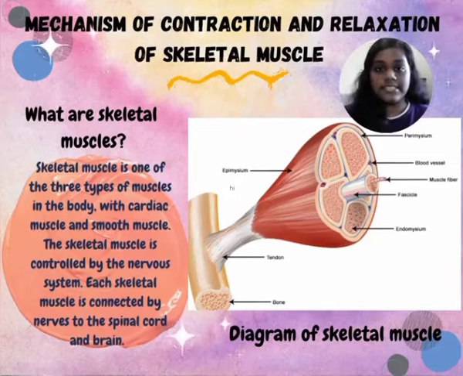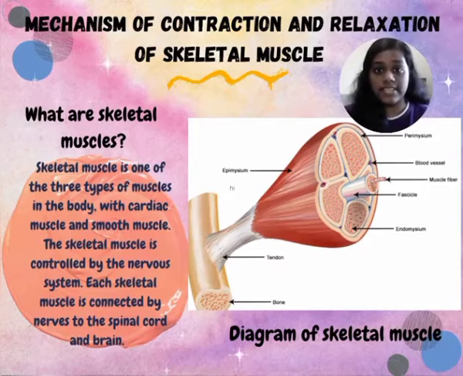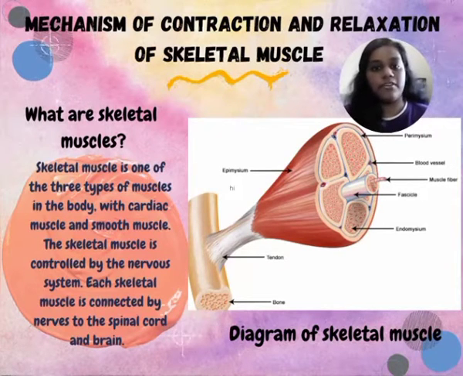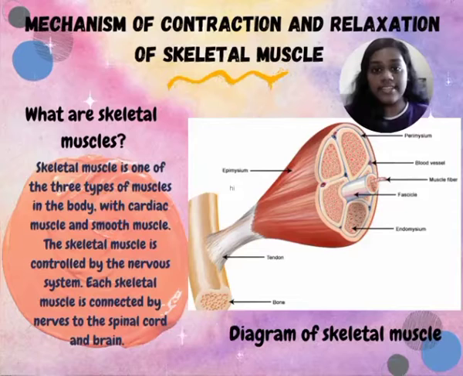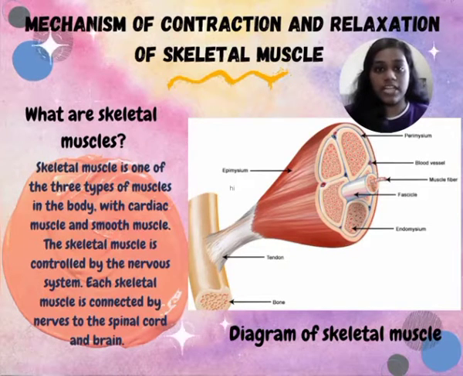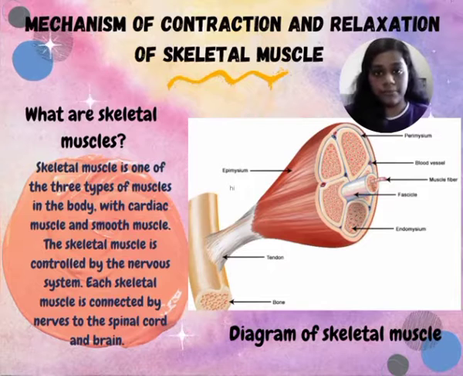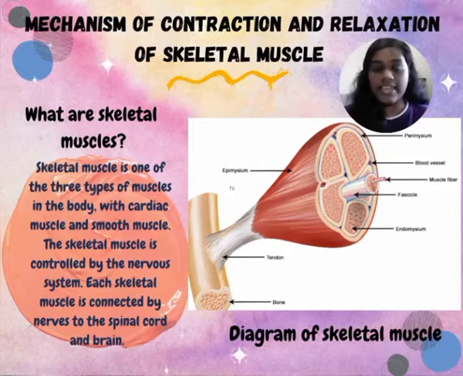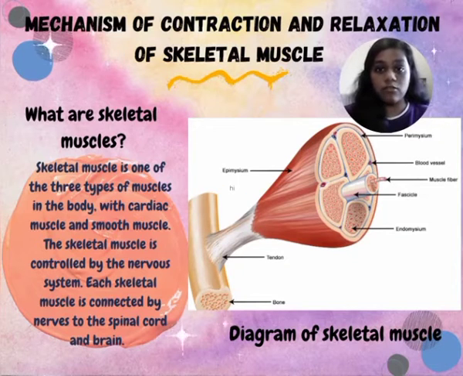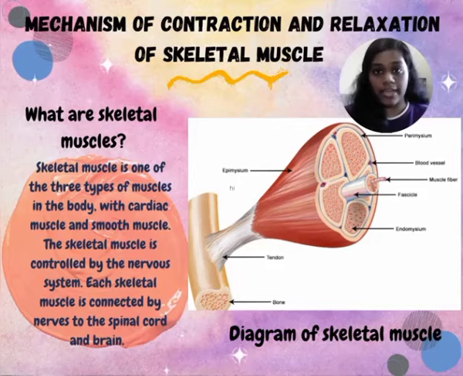Now, we will see the mechanism of contraction and relaxation of skeletal muscle. Before that, what is skeletal muscle? Skeletal muscle is one of the 3 types of muscle in the body, with cardiac muscle and smooth muscle. This skeletal muscle is controlled by the nervous system. Each skeletal muscle is connected by nerves to the spinal cord and brain.